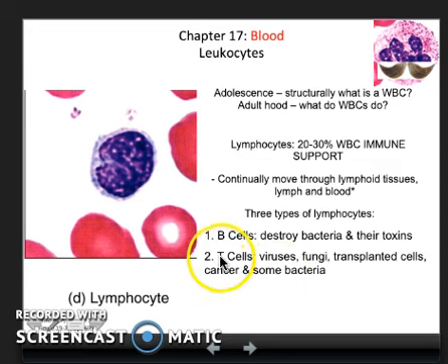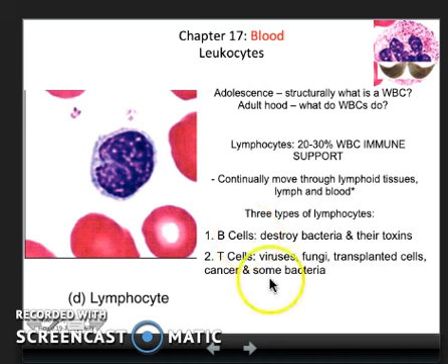T cells mature in the thymus. That's why they're called T cells. B cells in the bone marrow. That's why they're called B cells. And these two, the B and the T cells, work together to really combat infection and also to provide protection for or against future diseases.